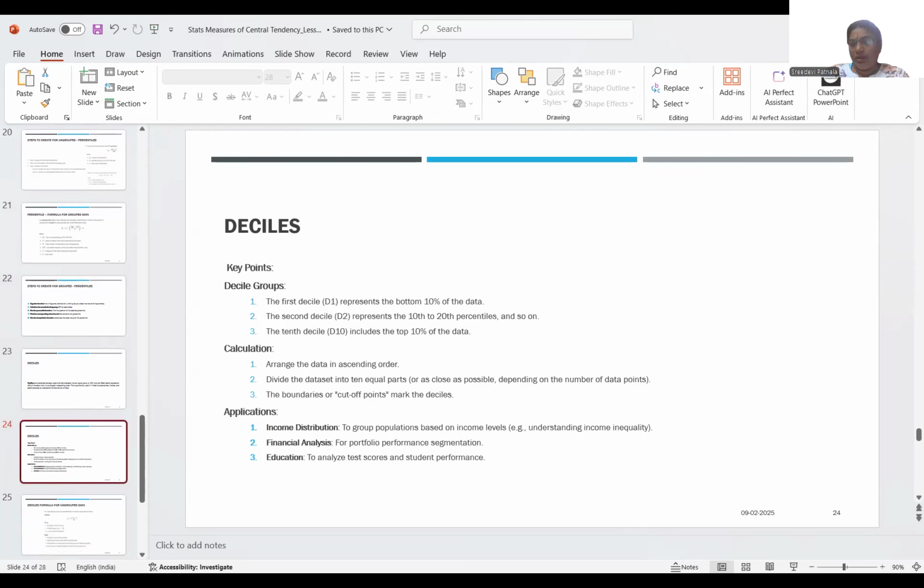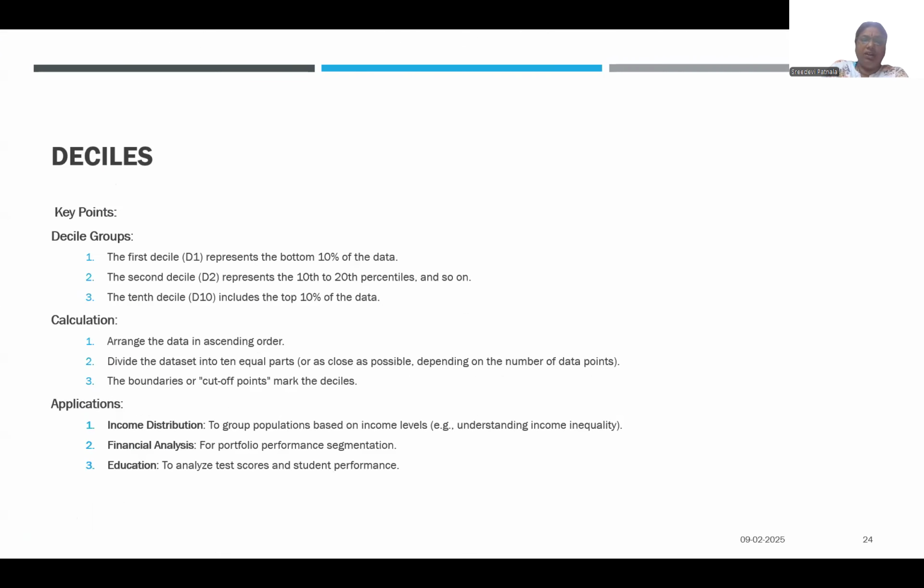So now let's move on to the key points of deciles and how they are used. Basically D1, D2, D3, like that, up to D10. The 10th decile includes the top 10% of data, and D1 represents the bottom 10%. So your top will become D10 and the lowest will become D1. Similarly, D9 will be the 90th percentile, and D2 will be the 20th percentile. Like that, it keeps on going.